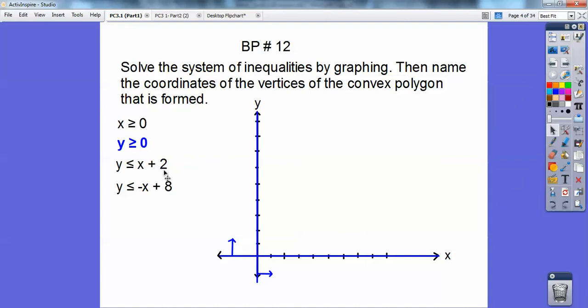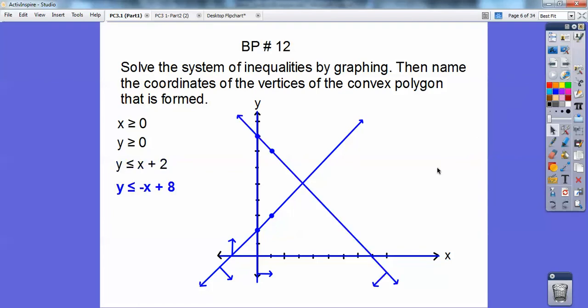Okay, so here I'm going to go up to this plus 2 and use the slope up 1 over 1. So put a point here, up 1 over 1. And then test 0, 0, and that tells me I'm going to shade that side of that line. And then here's y is less than or equal to negative x plus 8. So it's going to be in this little quadrilateral piece right here.